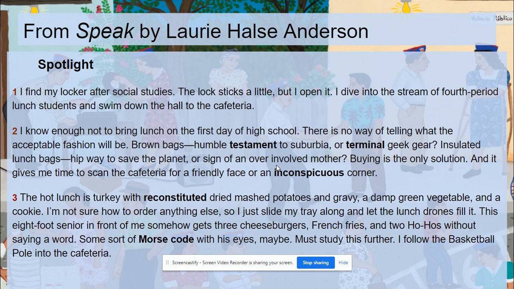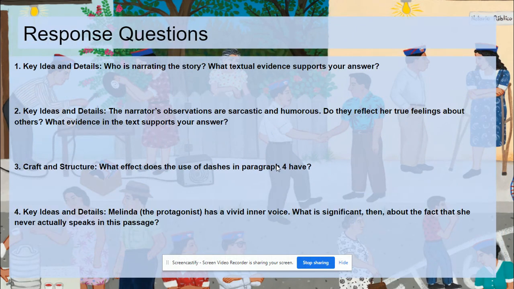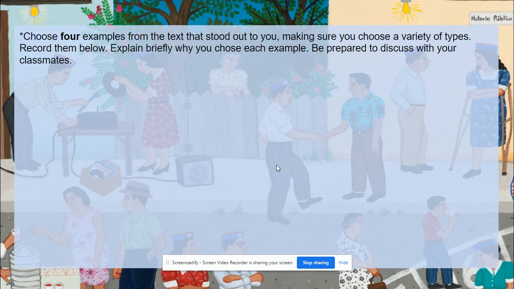So we have this selection here, and there's just these 4 questions. They're not very long. This is just, what do you get out of the text? What does the voice of this narrator seem to be? And you're really just dealing with the fact that Laurie Halse Anderson is an adult woman, but the narrator obviously isn't. So what are the choices that she makes to create this voice for a narrator who's a very different age group than herself?